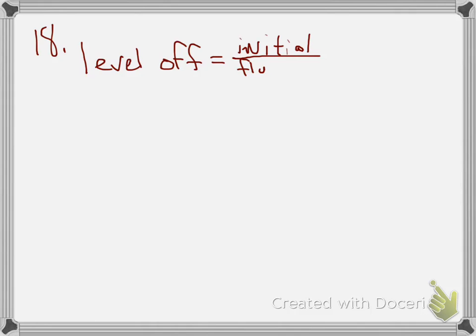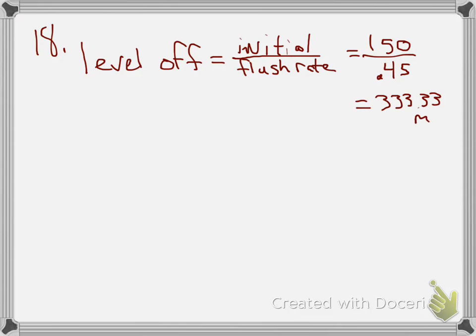Anyways. Alright. So, at what level does the medication begin to level off in the patient's bloodstream? Again, the level off point is equal to the initial dosage over the flush rate. So in this case, we're saying 150 divided by the 45%, but we changed the 45% to a decimal to get 333.33 milligrams.